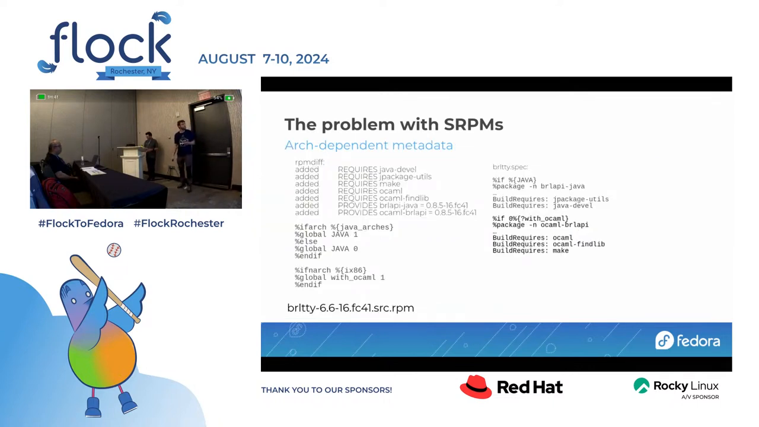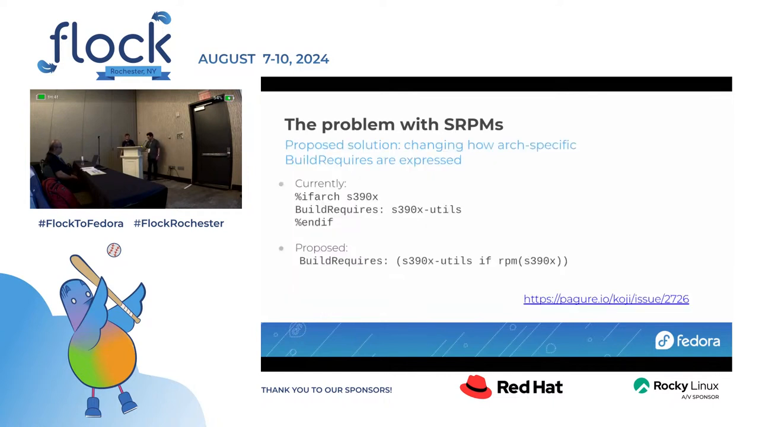Related to this, you can have arch-dependent metadata, for example requires or build requires that are gated by architecture, and this will result in different content in the package metadata. There is a proposed solution here: we could make these conditionals with the, I don't know what this is called, the conditional syntax? Rich dependencies. Rich dependencies, excellent, thank you. That would be encoded properly, and there's a ticket about that. So that's a potential solution that would make this better, hopefully.